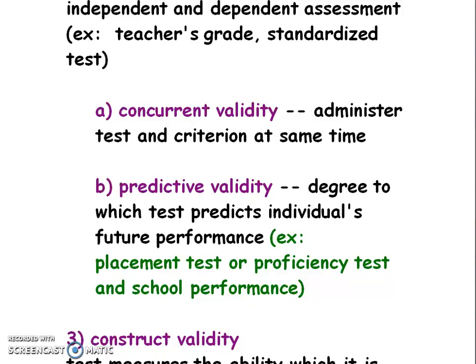The second kind of criterion-related validity is predictive validity. That is, the degree to which the test predicts the individual's future performance. An example is the psychometric test. It can be a placement test or a proficiency test. And then you compare the test results with school performance. I want just to point out that even the best predictive test only predicts with 30% accuracy. So that's not very high, but we don't know how to predict. We only give tests. We're not fortune tellers.